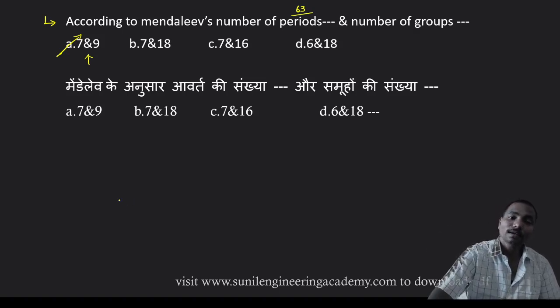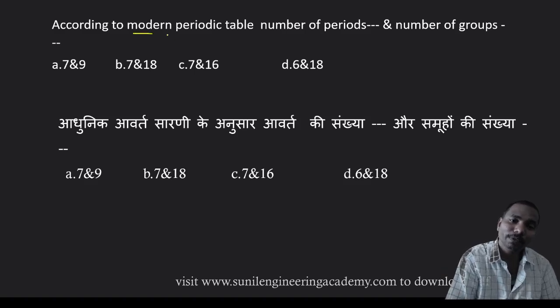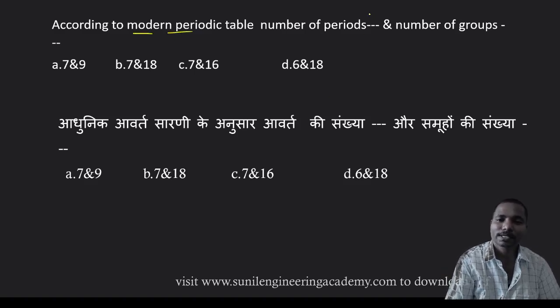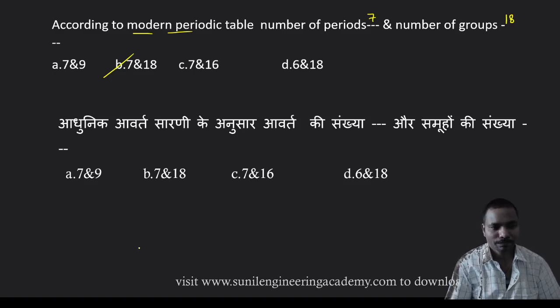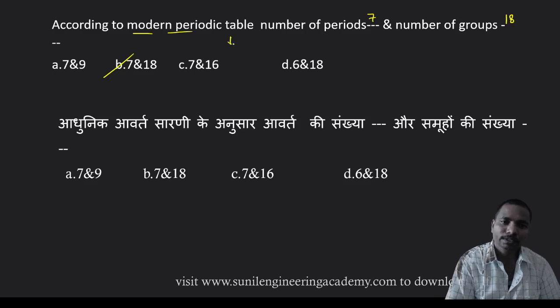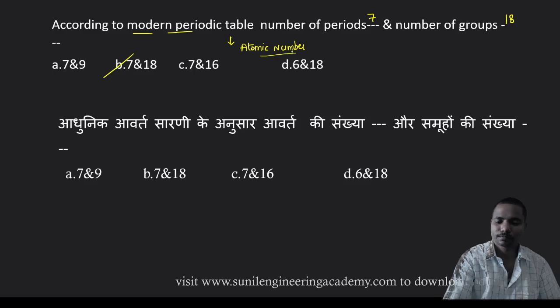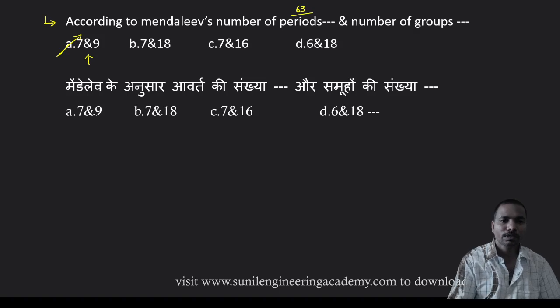If they are asking according to the modern periodic table, then periods are 7 and groups are 18, 7 and 18. So be careful, guys, about Mendeleev versus the modern periodic table. The modern periodic table is based on atomic number, and Mendeleev's is based on atomic mass.